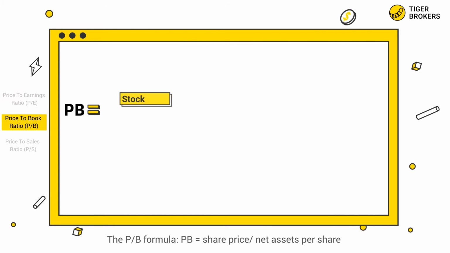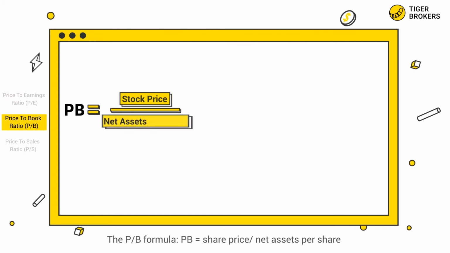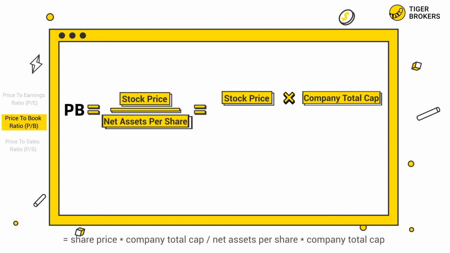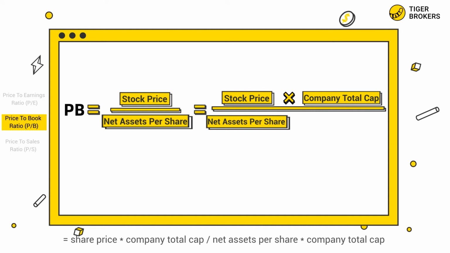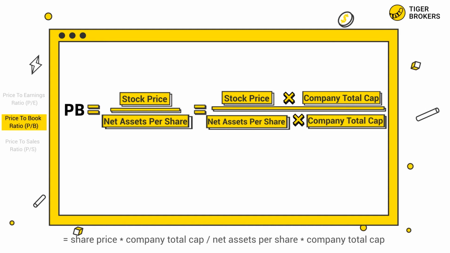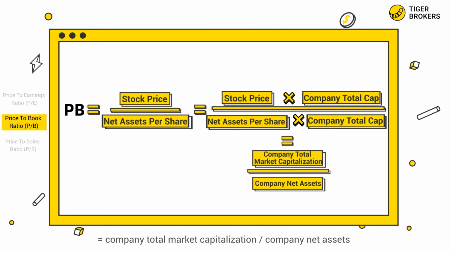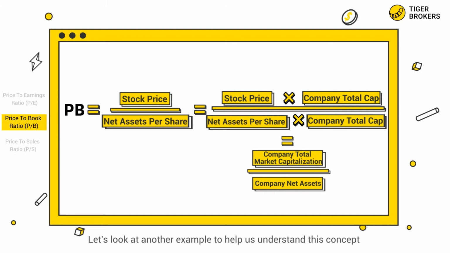The PB formula. PB equals share price divided by net assets per share, equals share price multiplied by company total cap divided by net asset per share multiplied by company total cap, equals company total market capitalization divided by company net assets. Let's look at another example to help us understand this concept.